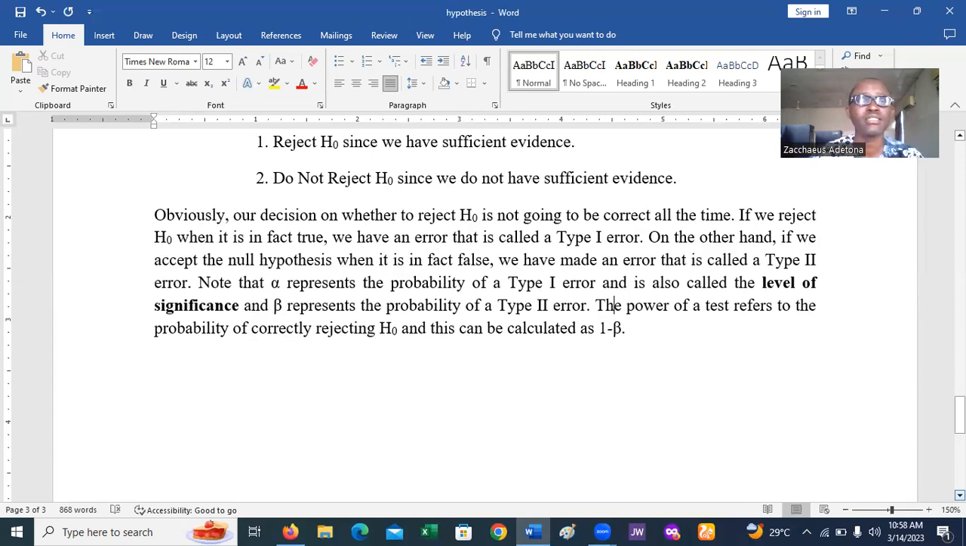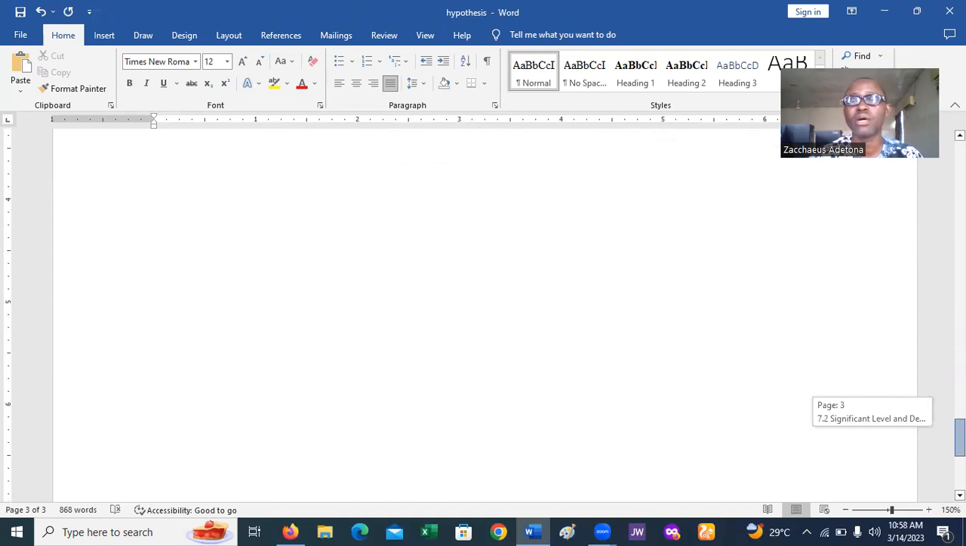Now, the power of a test refers to the probability that we have correctly rejected H0, and that can be calculated as 1 minus beta. If you correctly rejected H0 when it's supposed to be rejected, then that's the power of the test, and that is 1 minus beta.